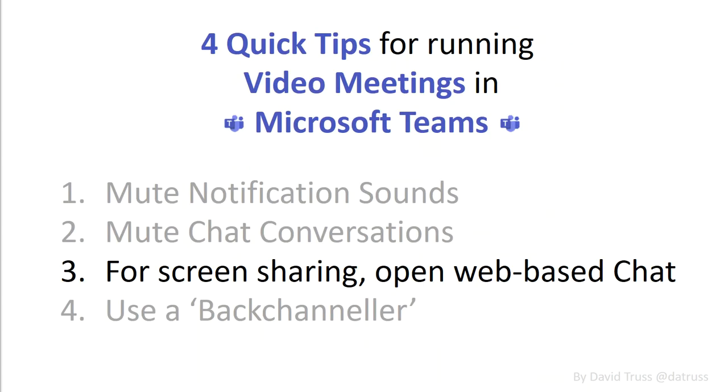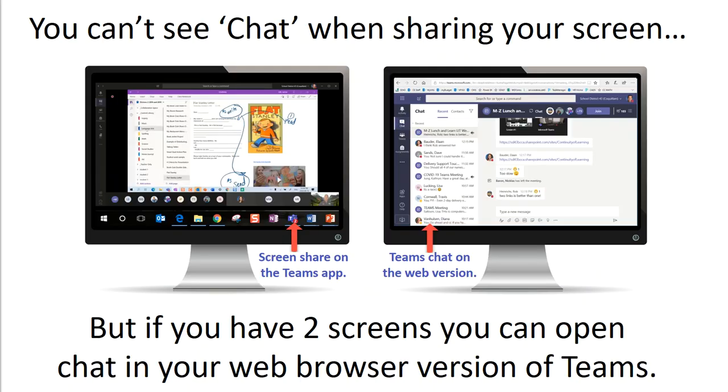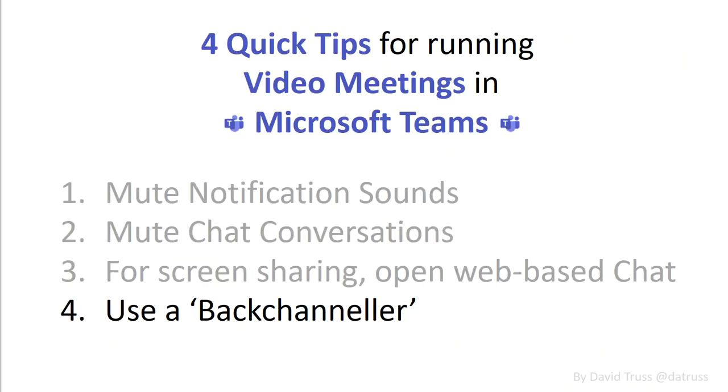My next one, for screen sharing, is to open up a web-based chat. One of the challenges when you do screen sharing in Teams is you can't see the chat conversation in the background. What I do is I usually have 2 screens anyway. So in Teams, I share my screen, but in my other window, I open up the web-based version of Teams and I go to the chat for the video conference conversation that I'm in. That way I have a full view of the chat and I am able to see it even when I am sharing my screen.